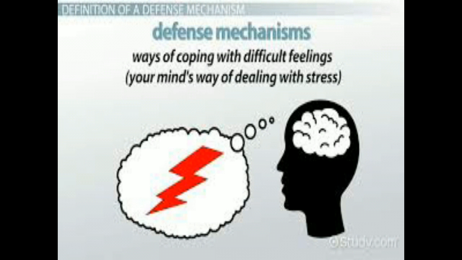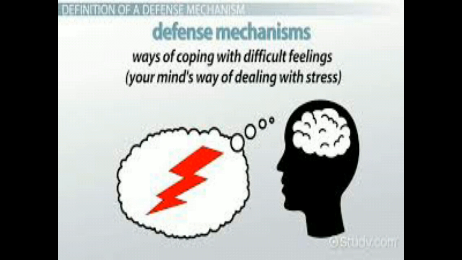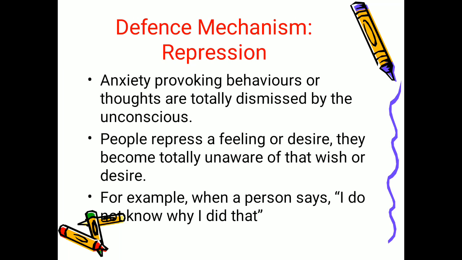Now, in your NCERT book, there are different kinds of defense mechanisms, which are repression, projection, denial, reaction formation, and rationalization. There are five kinds of defense mechanisms that have been discussed in your NCERT book. So the first defense mechanism is repression. Now, what is repression? If I break this word, it says re, then press.